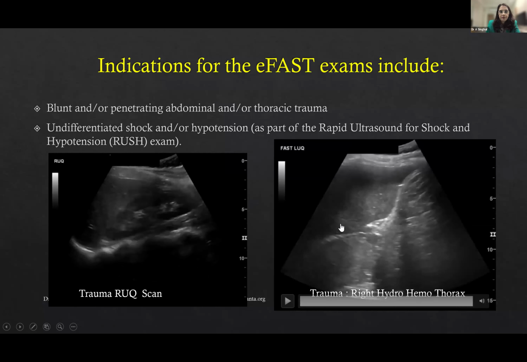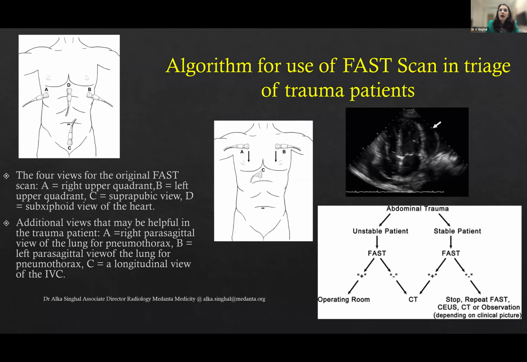Okay. Now, this is just the algorithm, and first the locations, like I just said: the right or left upper quadrant, the pericardial, suprapubic, and you have additional views of the chest and the epigastrium. Now, this is just a little algorithm.